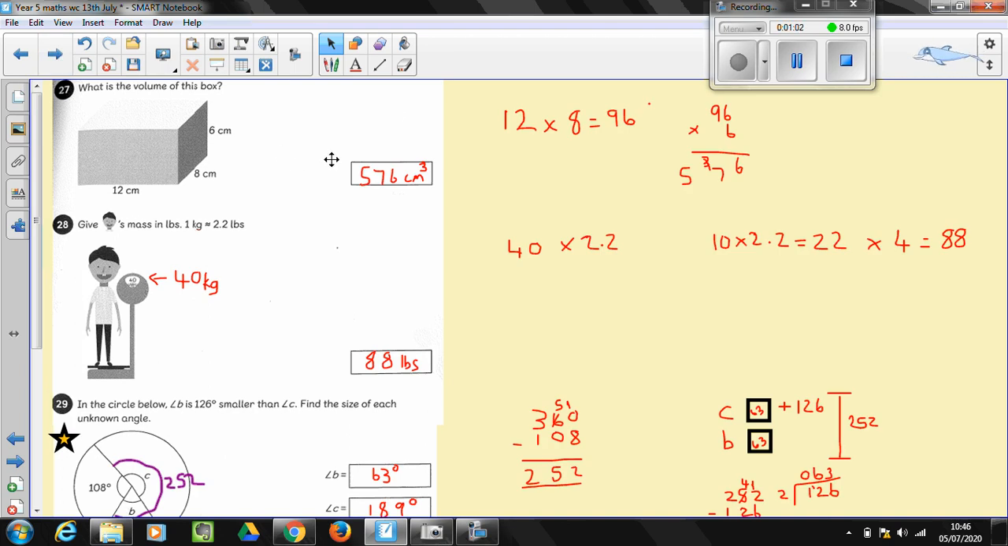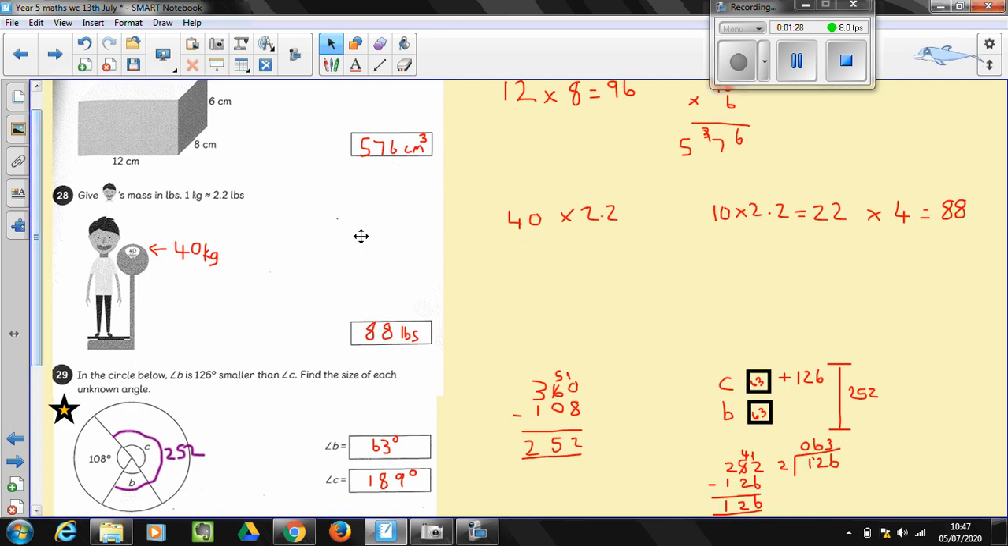So for the first question, volume is length times width times height, or length times width times depth. You can times them in any order, it doesn't matter. I choose to do 12 times 8, which is 96, and then 96 times 6, which got me 576 centimetres squared, because we're measuring volume.